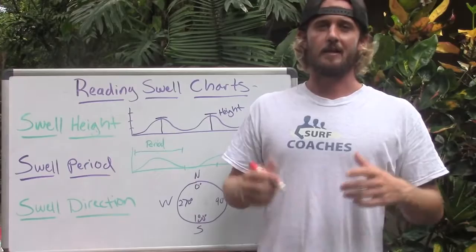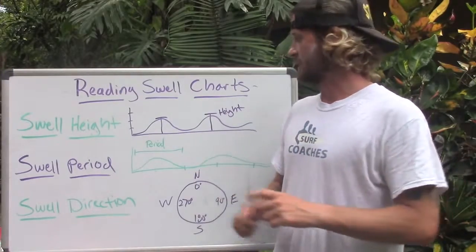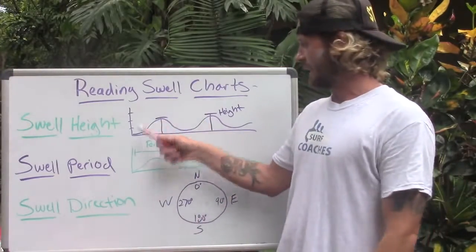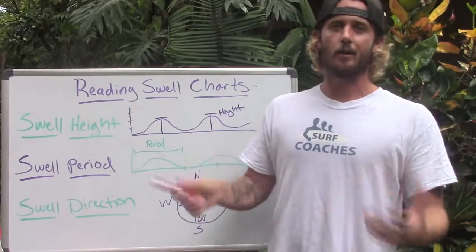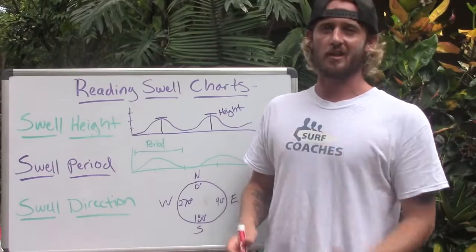The last number you'll see is the swell direction. It's always measured in degrees. So you might see a surf forecast that says the swell height's going to be 4 feet at a 16-second period out of 180 degrees. And the degrees refers to which direction it is coming from.